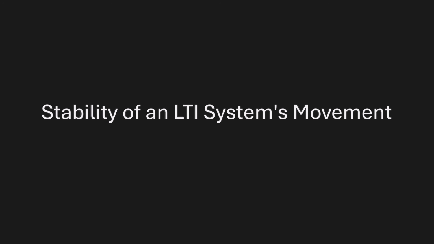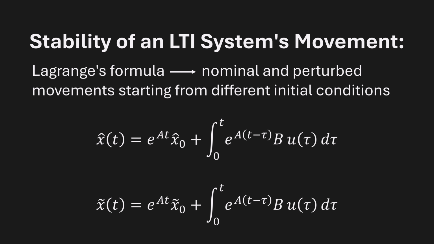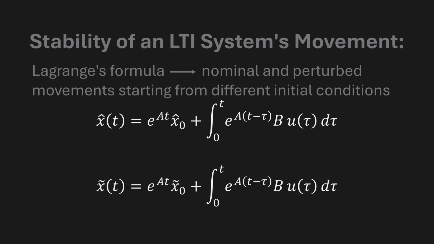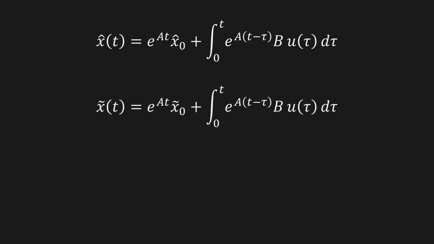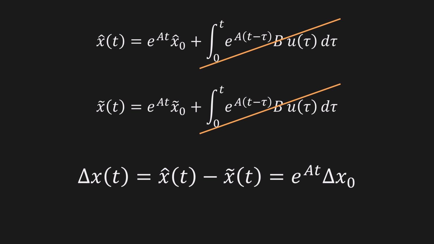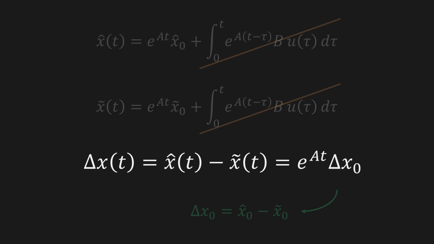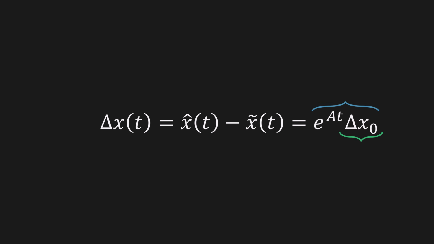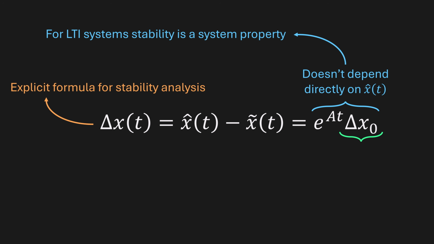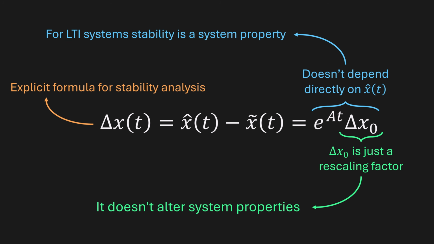By applying Lagrange's formula, we find both the nominal and the perturbed movement starting from different initial conditions. Calculating their difference, we see immediately that since we assume the input to be the same, the forced movement must be the same. Thus, only free movement is involved with the stability calculations. We just found an analytic and explicit formula for stability analysis. We should also note that the difference does not directly depend on the nominal movement, which is the specific movement at hand. This means that for an LTI system, every movement is stable, unstable, or asymptotically stable.